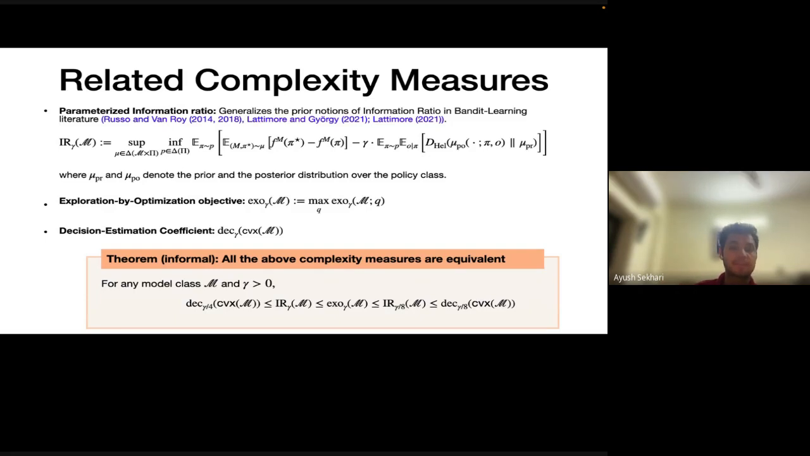And what we essentially show is that this information ratio is equivalent to the exploration by optimization objective, which is equivalent to the DEC up to constants in the scale parameter gamma. So any of these quantities could be thought of as the right complexity corresponding to adversarial decision making. But the choice of DEC is interesting because it puts it in a very interesting contrast with the stochastic setting, and the fact that the gap between the stochastic and adversarial is exactly convexification.